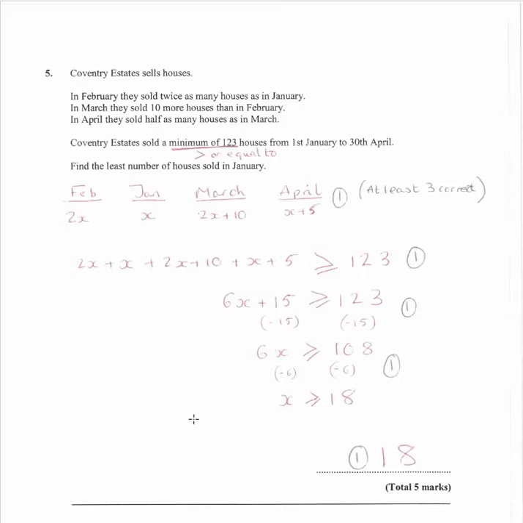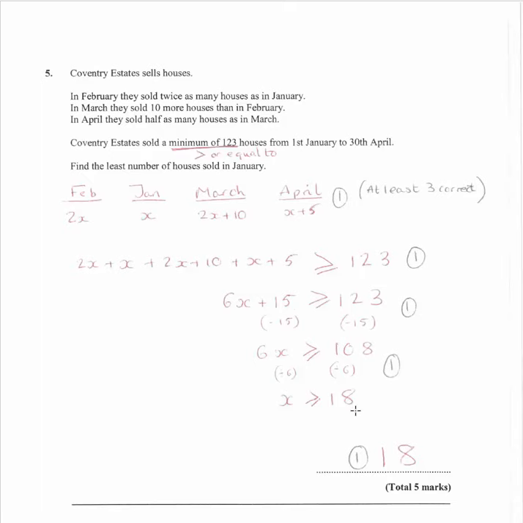Then you're going to gather things together. You're going to gather your x's. 2x and x and 2x and x makes 6x. 10 and 5 makes 15. So 6x plus 15 has got to be bigger than or equal to 123. Now you're going to solve this in exactly the same way as you would do an equation. However you solve 6x plus 15 equals 123, solve this in the same way. Take 15 from both sides, you get 6x is bigger than or equal to 108. Divide both sides by 6, and you get x is bigger than or equal to 18.